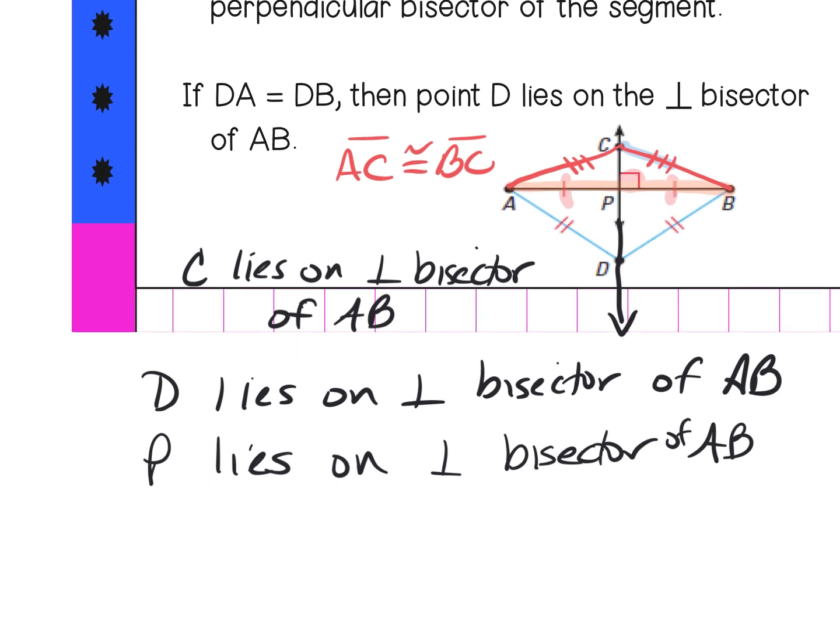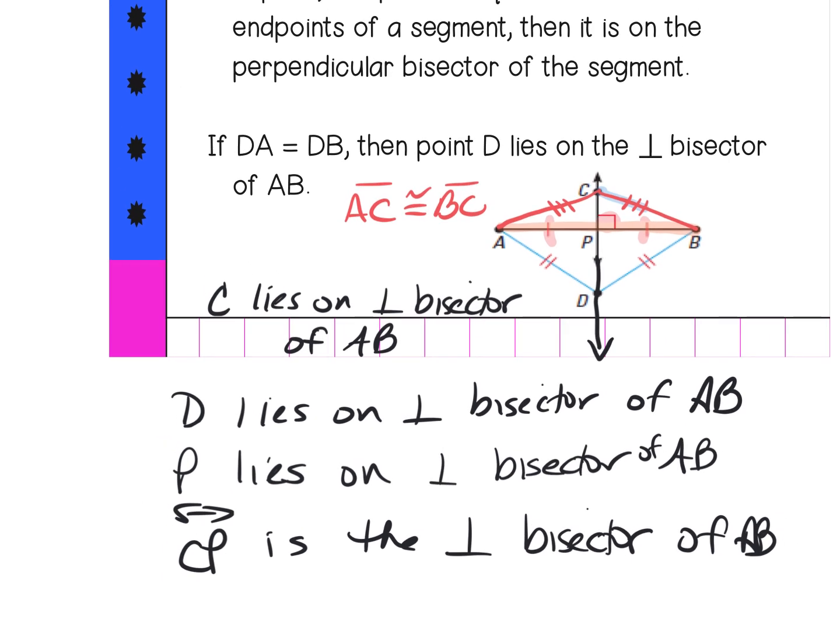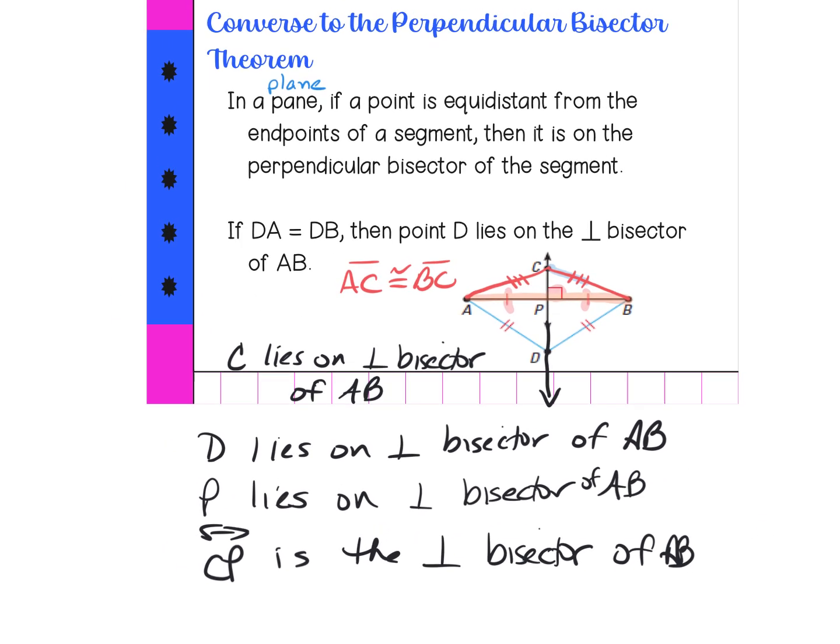And then another statement, you could just say that line CP is the perpendicular bisector. So if it asks you to describe things that you see in the picture, all of these would be valid statements based off of that picture. So let's try some examples using the perpendicular bisector theorem and its converse.